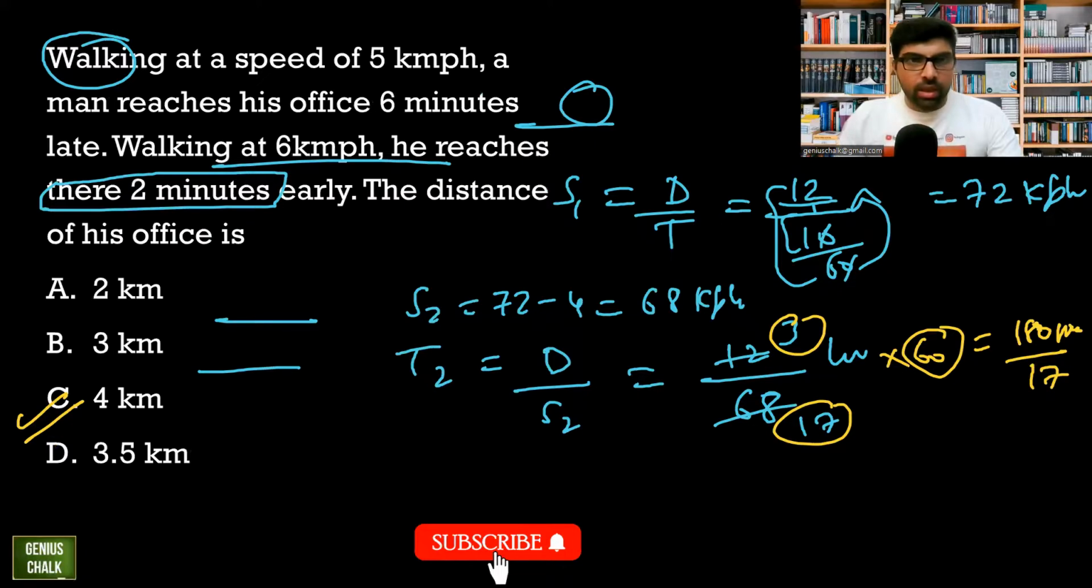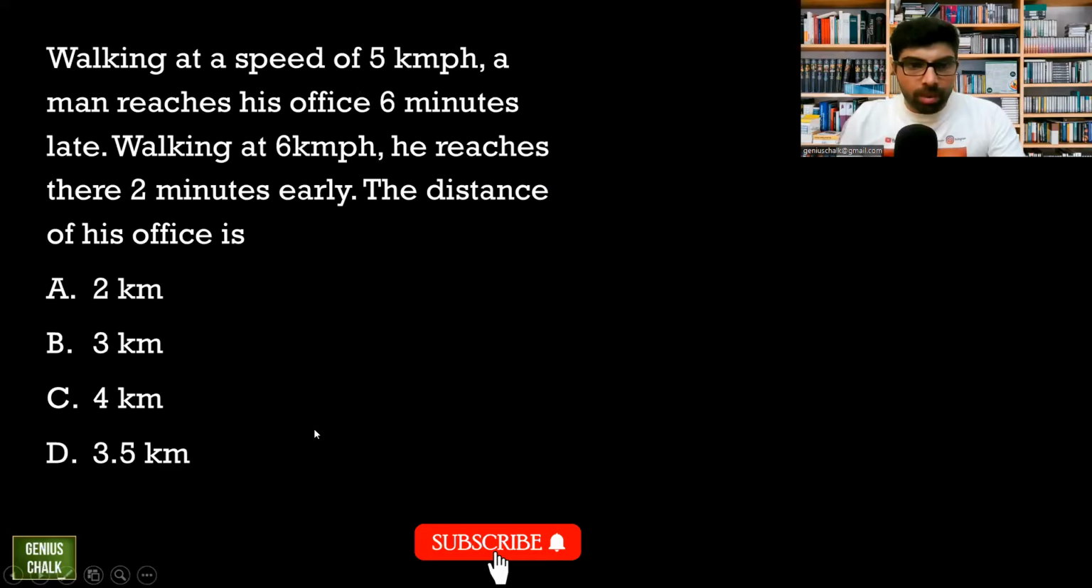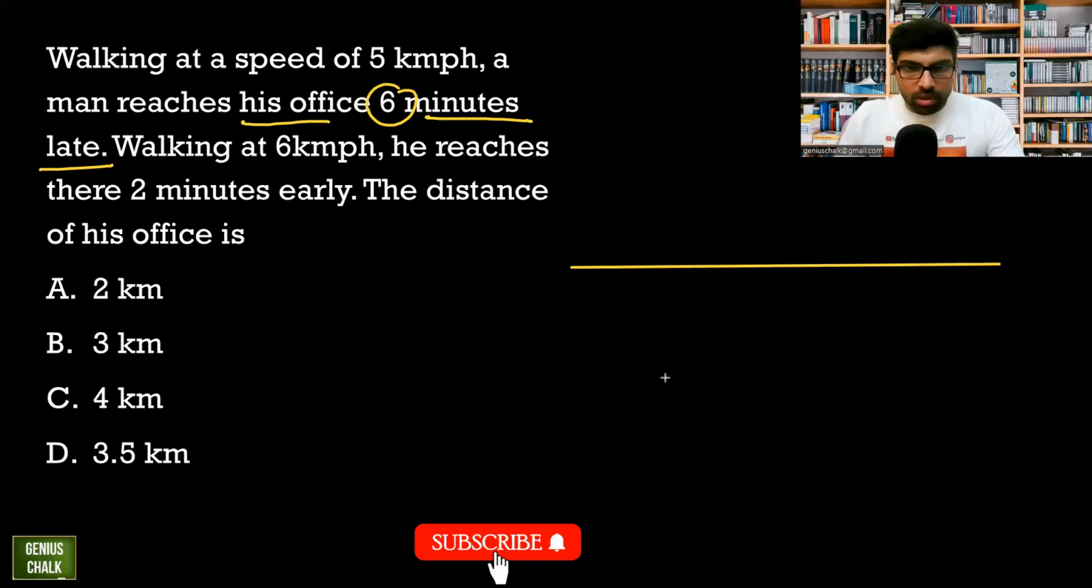Conceptual basic question. Walking at a speed of 5 km per hour, a man reaches office 6 minutes late. Okay, let's take this is the situation. This is the man's home, and this is the man's office. Now, let's say 10 a.m. is the time of reaching office. So he's reaching 6 minutes late. That means he's actually reaching at 10:06.